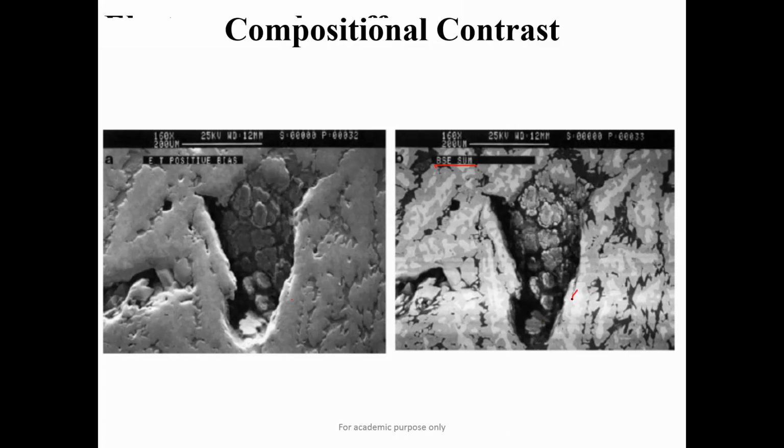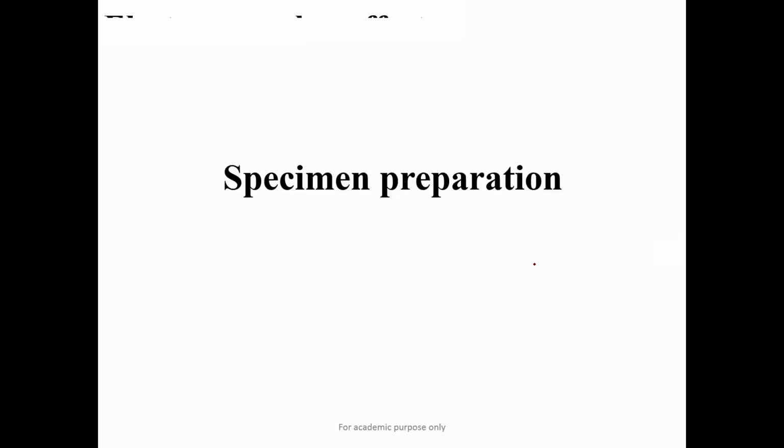So in this, suppose you are doping, this is some element which has a high Z number. So this is how compositional contrast is generated in the SEM machine. Now, specimen preparation, that's not tough, but we should take some care.